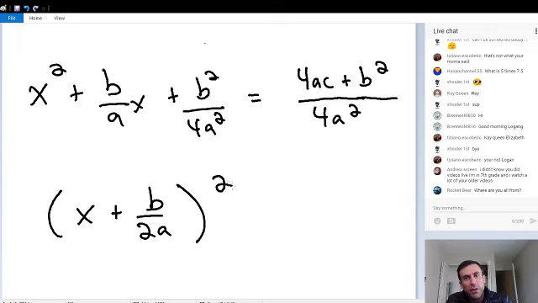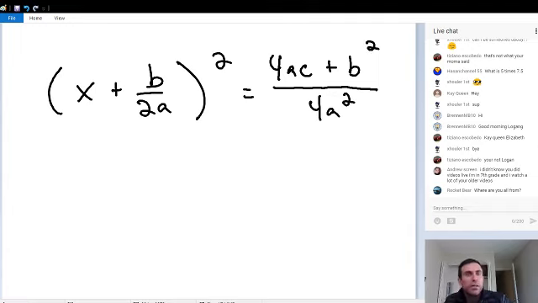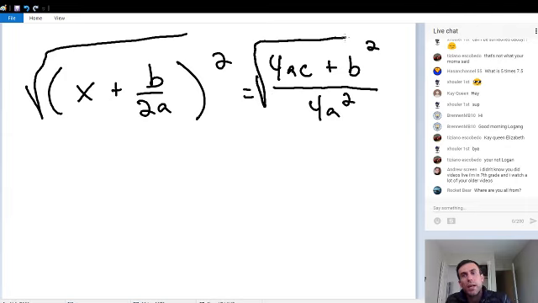And then we need to square this, and on the right-hand side, we have 4ac plus b squared all over 4a squared. That stays exactly the same. All right, so let's square root both sides to get rid of this square sign and solve for x. So I'm going to square root both sides.